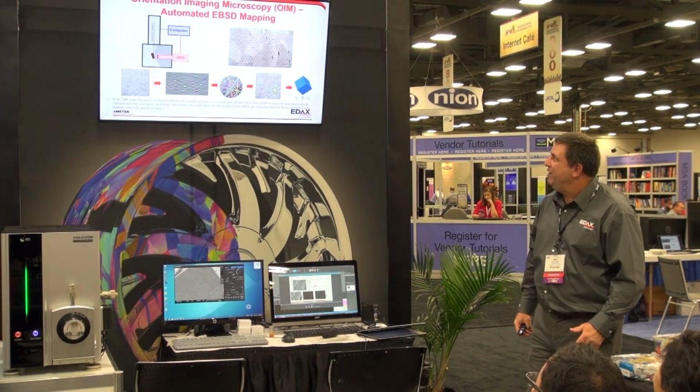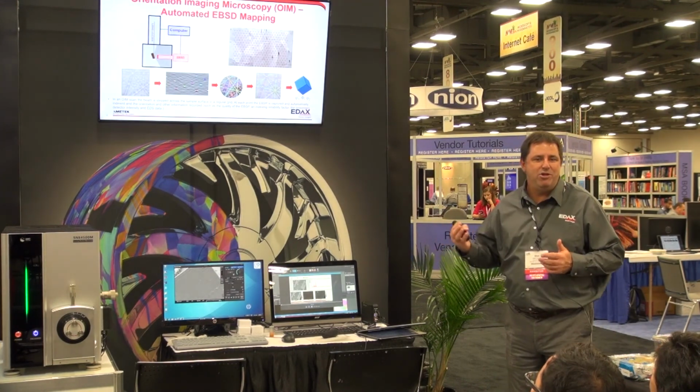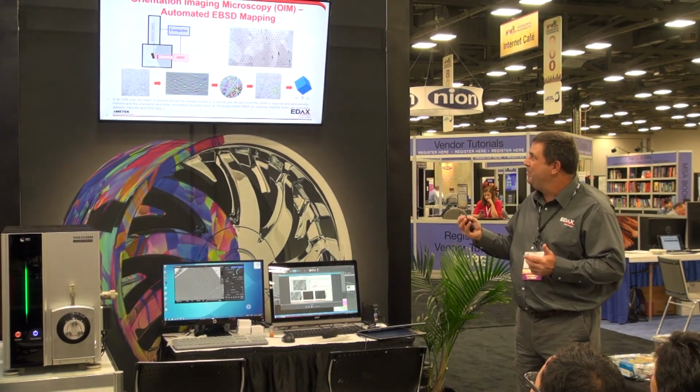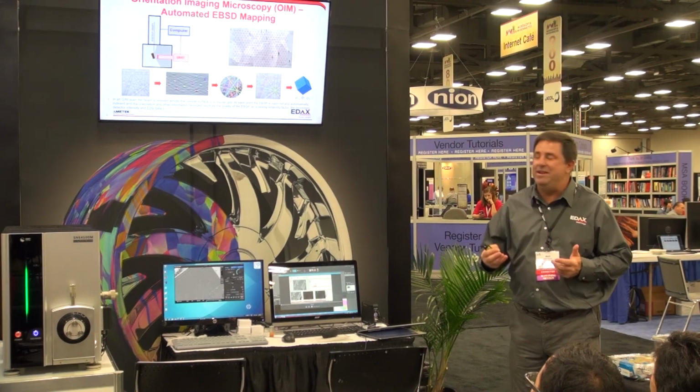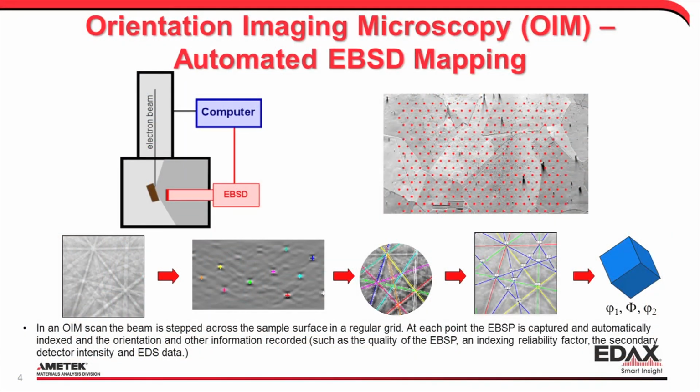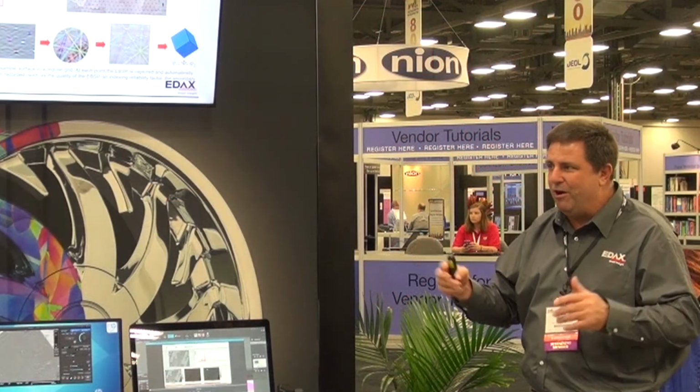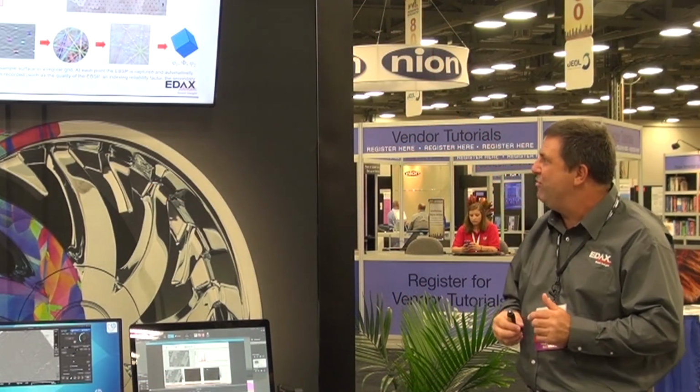So generally what we do is something that we've called orientation imaging microscopy, or OIM, which is essentially automated EBSD mapping. So we couple our computer to the SEM and the camera. We specify an area of interest, both in terms of an area, but also a sampling size. So we might say we want to look at a 100 by 100 micron area with a 1 micron step size. That defines our total analysis collection.